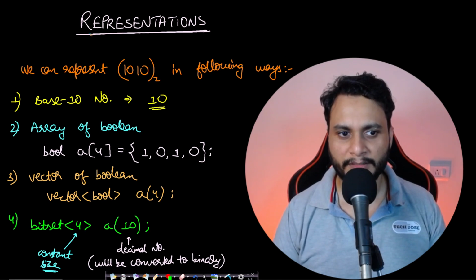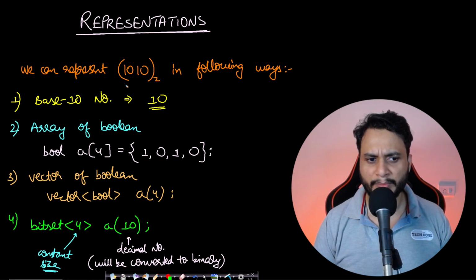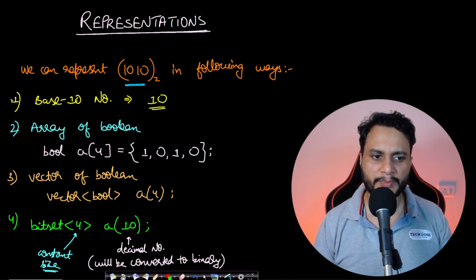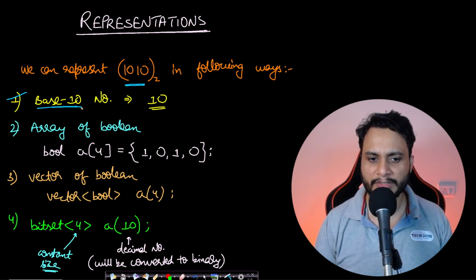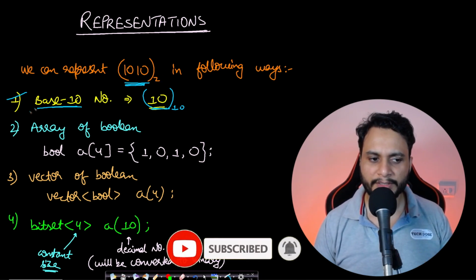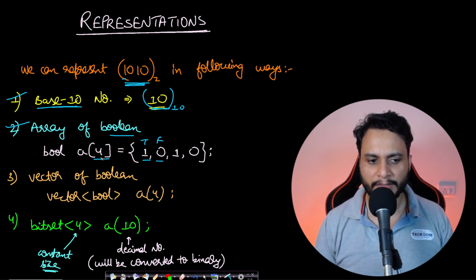So let's get started. The first thing we will learn is the representations. Imagine the number 10, which is 1010 in binary. In how many ways can you represent this? In simple terms, we can represent it in the base 10 number system, which is writing just 10, which represents 1010 in binary. You can also represent this as an array of booleans, where you create an array of size 4 and write 1 for the set bit and 0 for the unset bit. That means writing true or false.